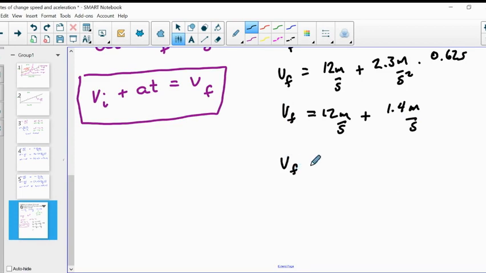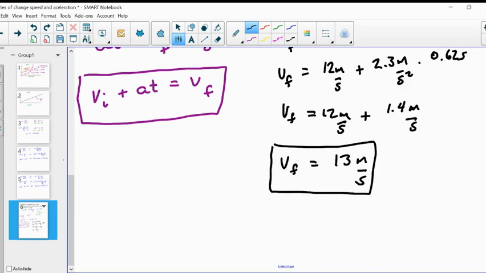So now I can simply add my units together. 12 plus 1.4 to the proper number of digits will give me 13 meters per second. That's how fast the skater is now traveling.